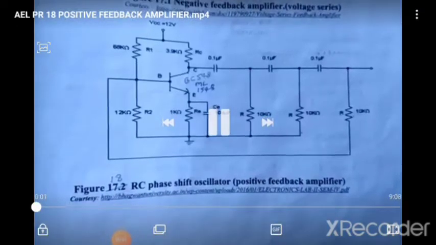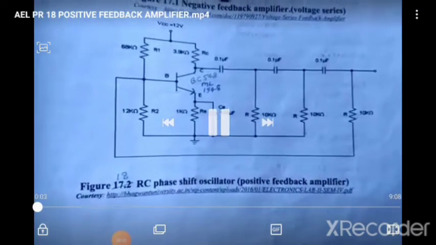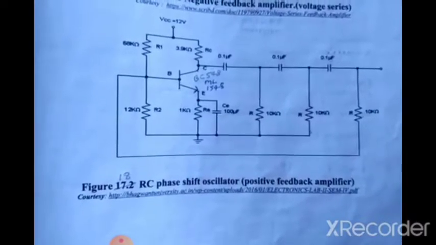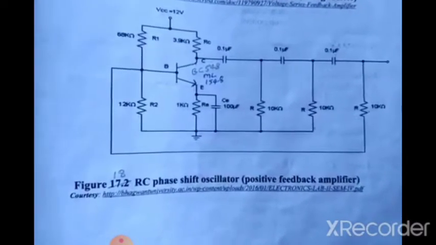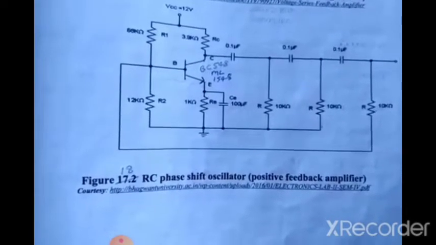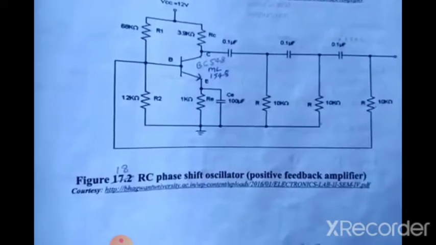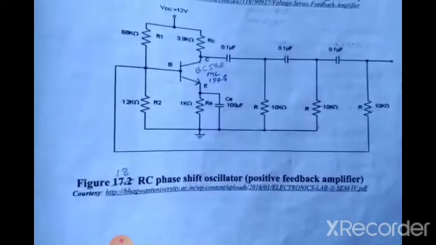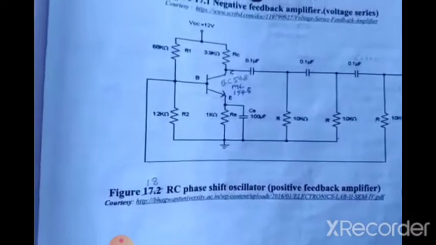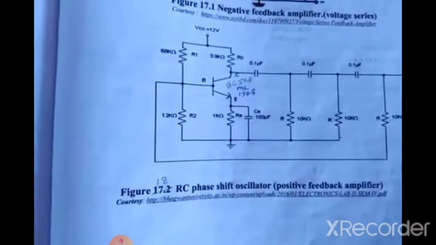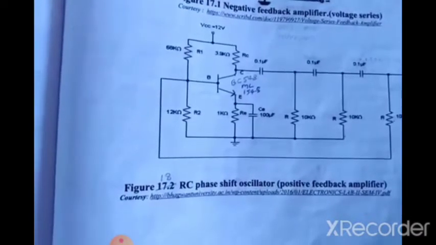Good morning students. Today we are going to perform experiment number 15, that is positive feedback amplifier. For the positive feedback amplifier, we have used an RC phase shift oscillator over here. A positive feedback amplifier has a tendency of making an amplifier circuit unstable so that it will produce oscillations. Due to the instability, performance is undesired over here.